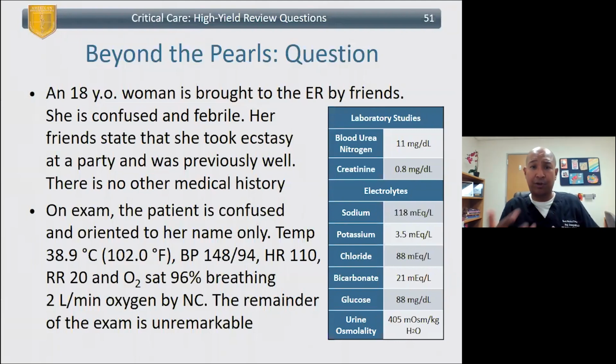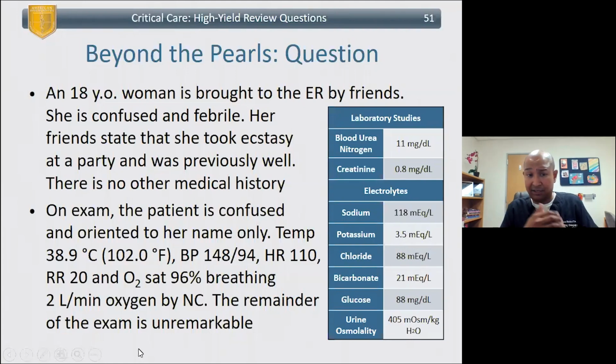I know on the critical care boards, they love toxicology. They love talking about, whether it be PCP or cocaine or something like that, or toxic alcohol. So definitely ecstasy is fair game for the board exams. All right, so she took some ecstasy, comes in confused and febrile.